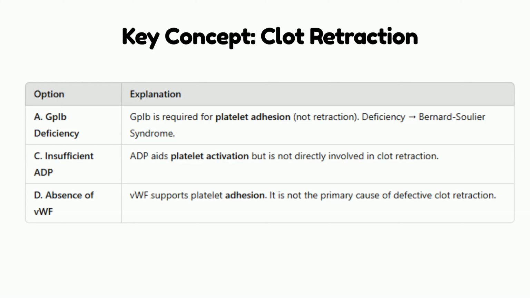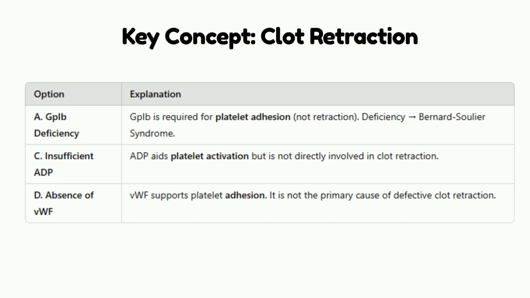D. Absence of von Willebrand's factor. Von Willebrand factor is essential for platelet adhesion to the exposed collagen at the site of vessel injury, and it helps platelets adhere to each other during aggregation, but it is not the primary cause of defective clot retraction. Von Willebrand factor deficiency, e.g. in von Willebrand disease, affects platelet adhesion, but clot retraction is more directly related to platelet aggregation via the 2B3A receptor and fibrinogen binding.